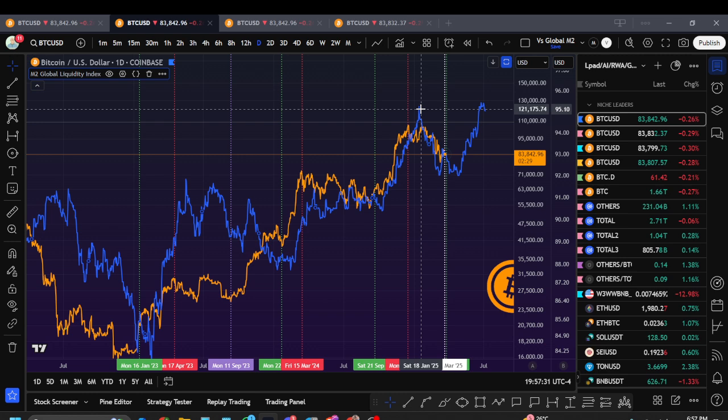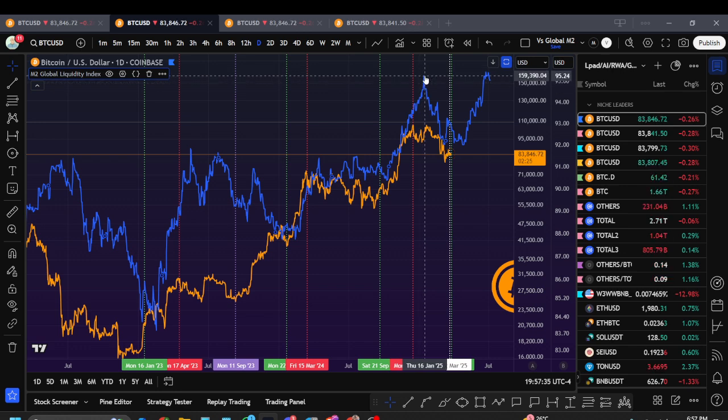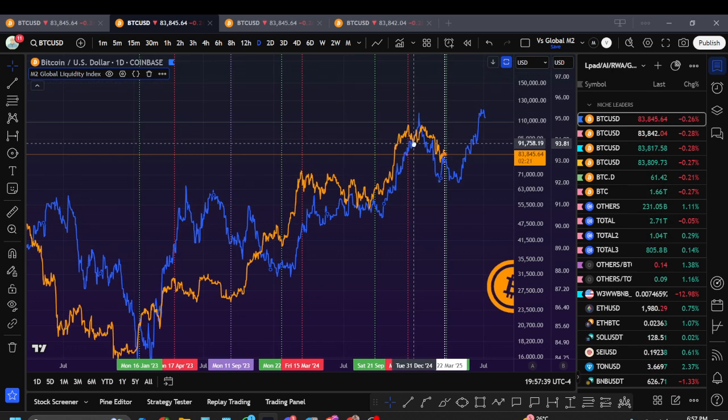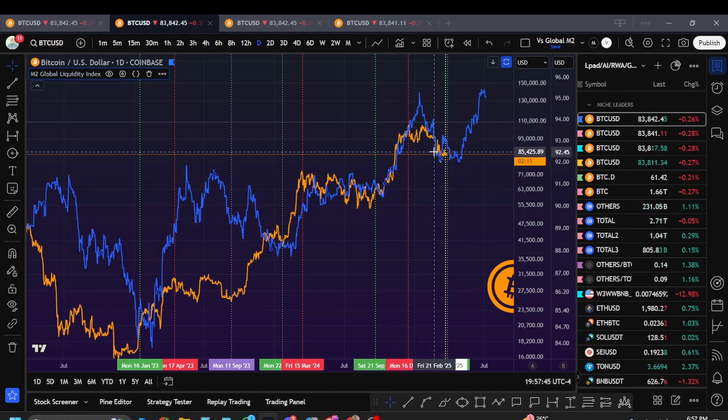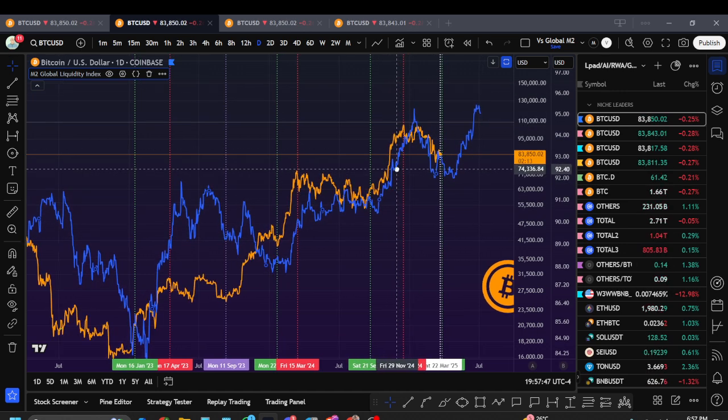Like M2 only has a single peak. So if it had a double peak, it would be much easier to match it up. So am I matching this up with the second peak or matching this up with the first peak? And then it comes down, right? It goes up.